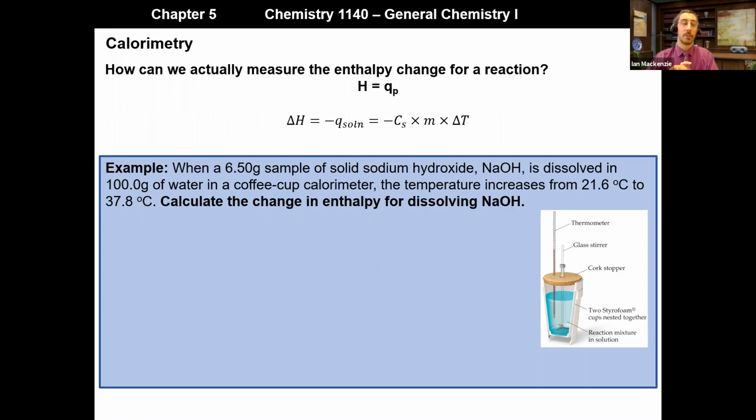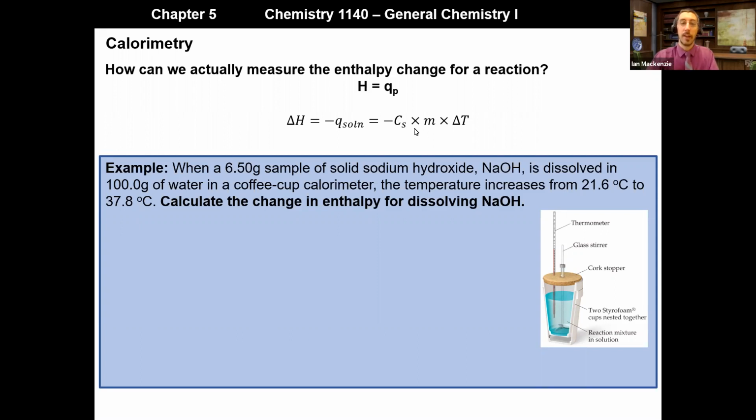All right, so we have this example here where 6.5 grams of solid sodium hydroxide is dissolved in 100.0 grams of water in a coffee cup calorimeter. The temperature increases from 21.6 degrees Celsius to 37.8 degrees Celsius. Calculate the change in enthalpy for dissolving sodium hydroxide.